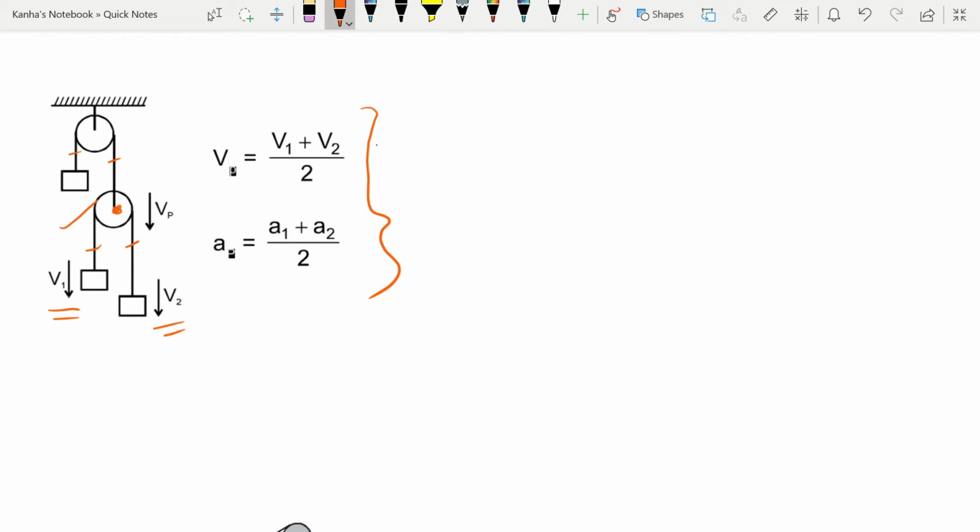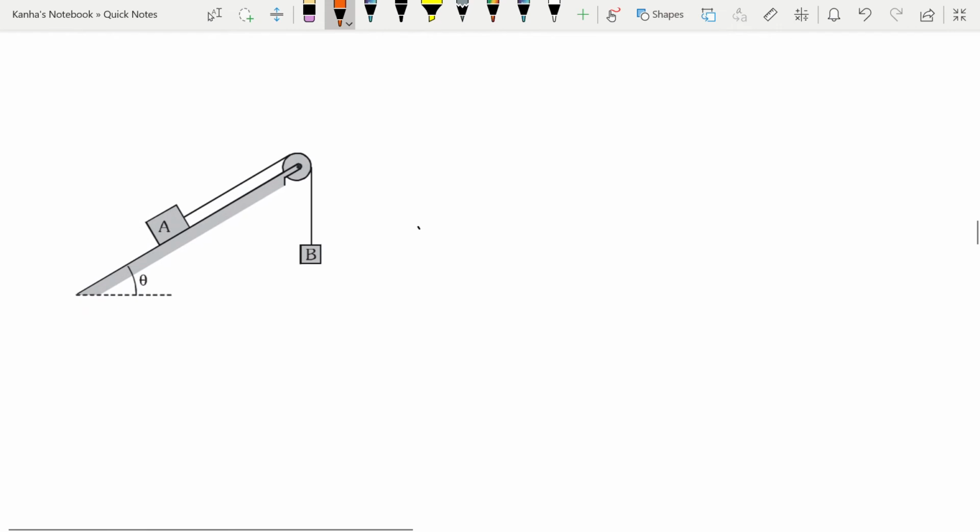When you do a proper analysis, what you find is that the velocity of this pulley is equal to the average of the velocities of these two blocks that are going down. Similarly, the acceleration of the pulley is nothing but the average of the accelerations of v1 and v2. You should make a note of this, because sometimes they ask a direct question where, if you go through the entire analysis, it will take around 4 or 5 minutes if you've not done it before. But if you know this already, you can probably do the question in less than 30 seconds.